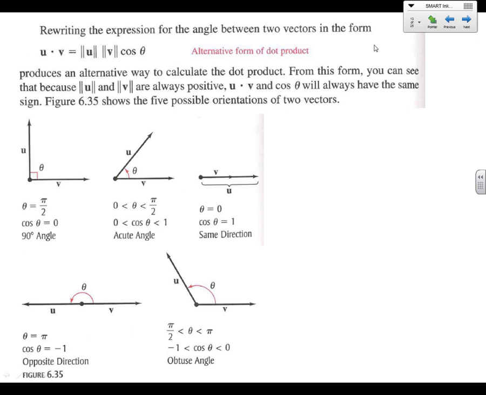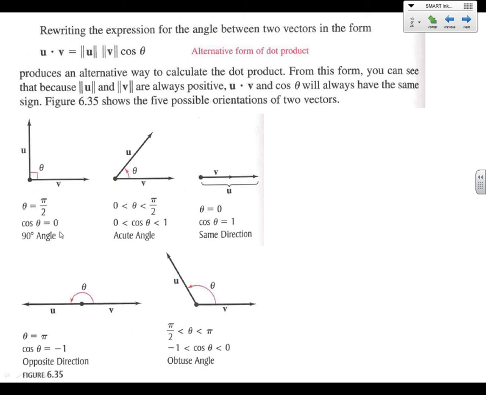All right, so let's take a look at a couple things here. If we rewrote that formula and got the dot product equal to the magnitude of u times the magnitude of v times the cosine of theta, okay, just rewriting the formula we already had, this is the alternative form of the dot product. The magnitudes of u and v are always positive, okay? The dot product will always have the same sign as the cosine.